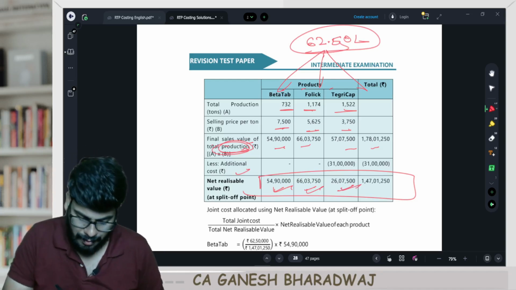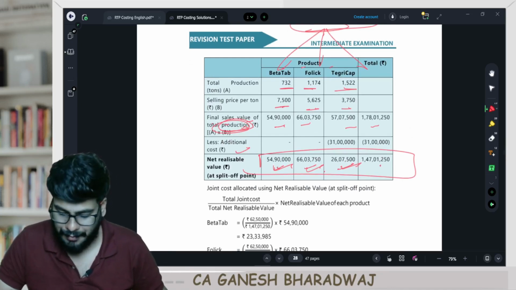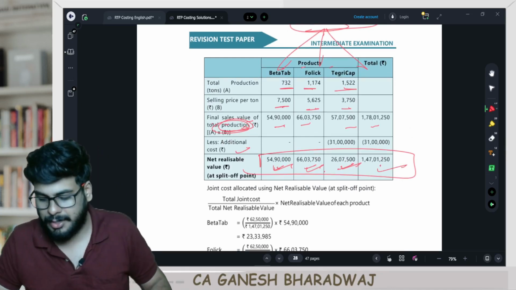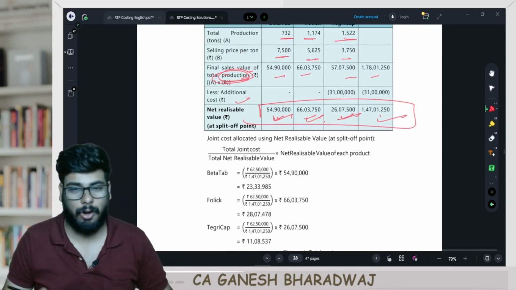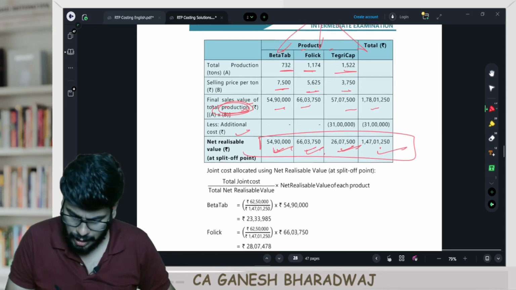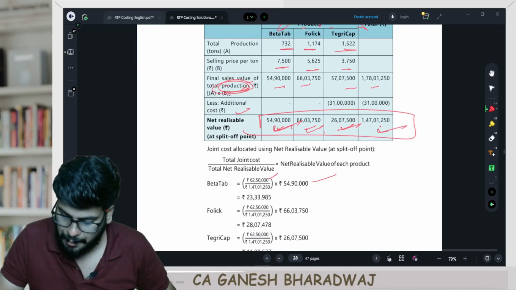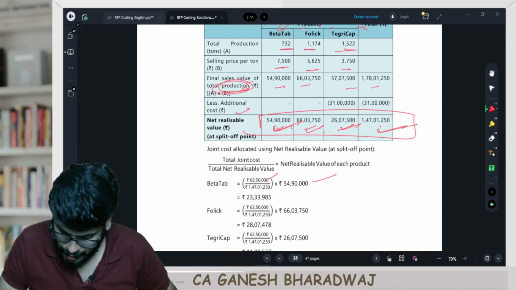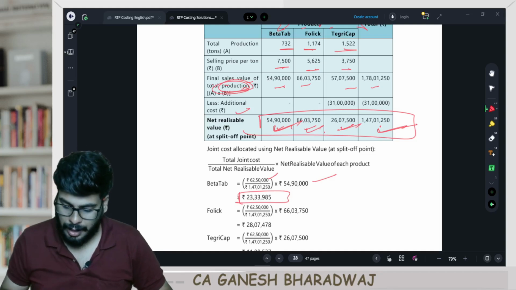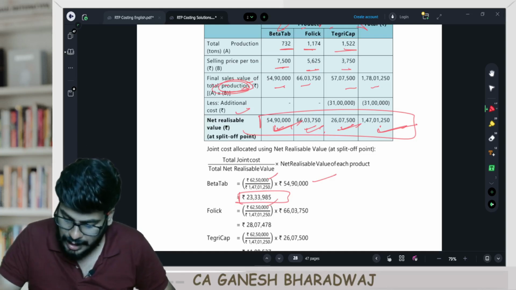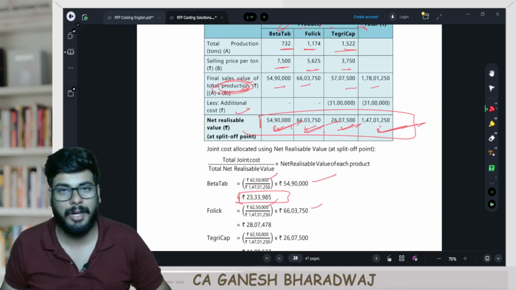So now how do you do that? Very simple. So this is a basic calculation. You add the three figures, you get the total NRV of 147,01,250. So what is going to be the share of your joint cost? It's going to be 62 lakh 50,000 into 54 lakh 90,000 divided by 147,01,250. That's going to be 23,33,985. Similarly, for the second product, it's going to be 62.5 lakhs into 66 lakh 3,750 upon 147,01,250.